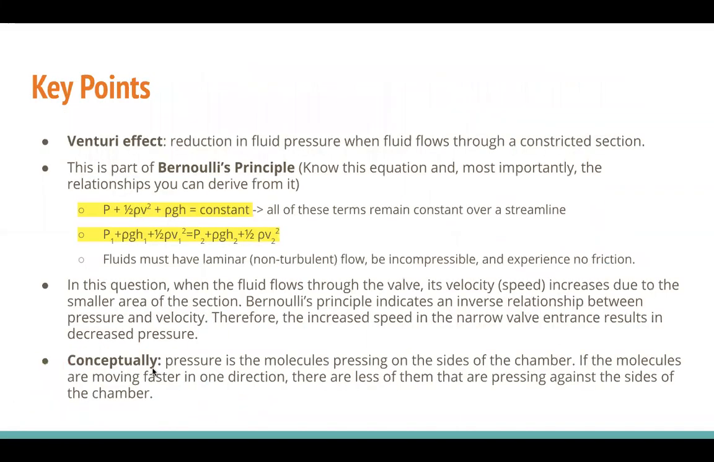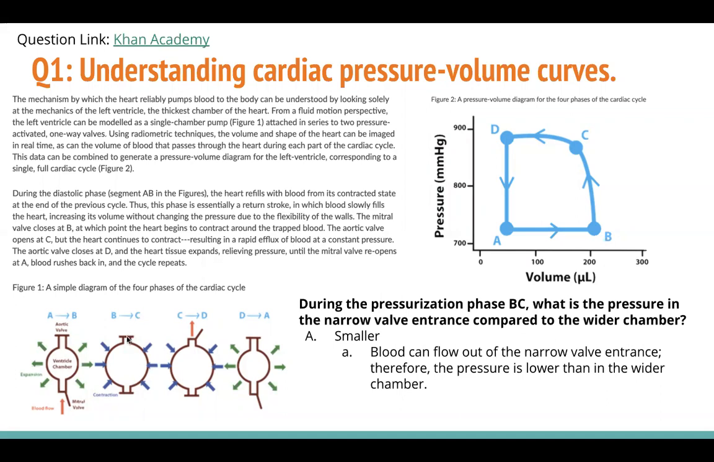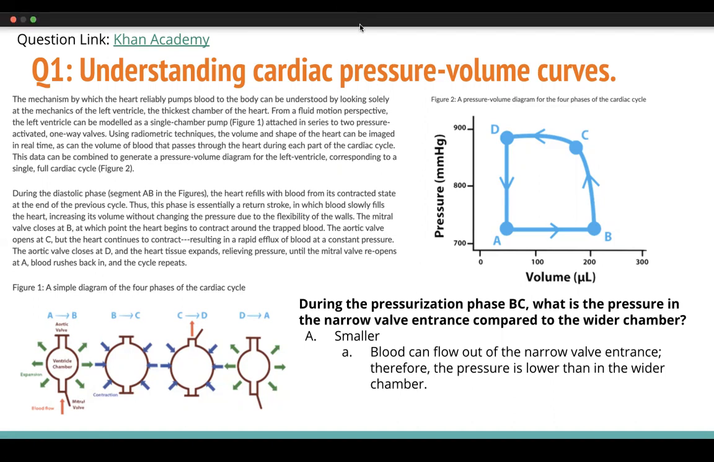However, in the narrower parts of the chamber, like right here, if you can see my clicker, the fluid is forced through that narrow part. Because the velocity is increasing, the molecules are all moving in one direction. And because they're all moving in one direction as they're being forced through, fewer of them are pressing against the sides of the chamber. They're not going in different directions, pressing on the walls. So that's basically what that means.